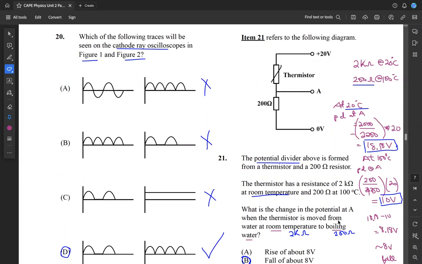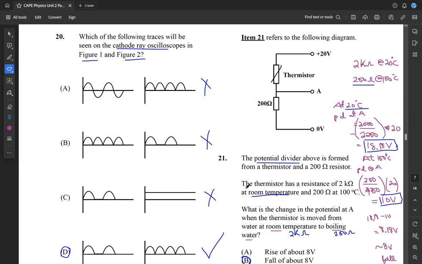So we'll be picking up where we left off at item 21, right? And so item 21 is shown here. Here we have this diagram. It's a potential divider circuit. As you can see, we have this resistor, and then there's a point A in the middle. And down here, there's a 200 ohm resistor, right? So it's a potential divider circuit, formed from a thermistor and a 200 ohm resistor. This is just what the diagram represents.